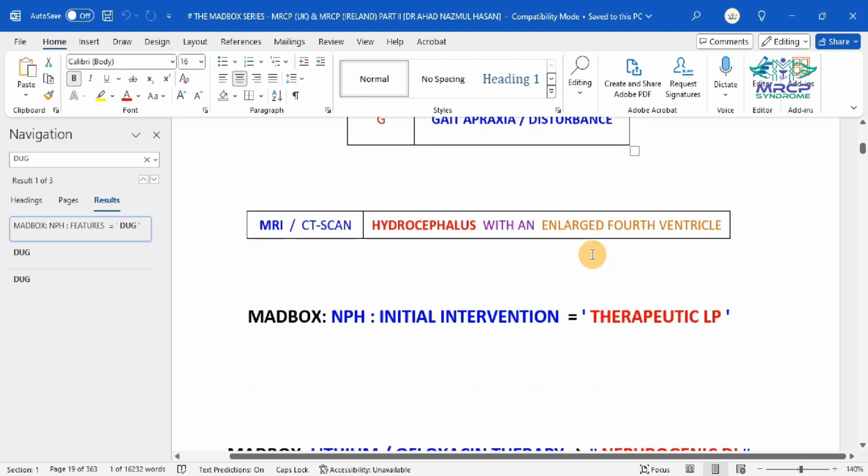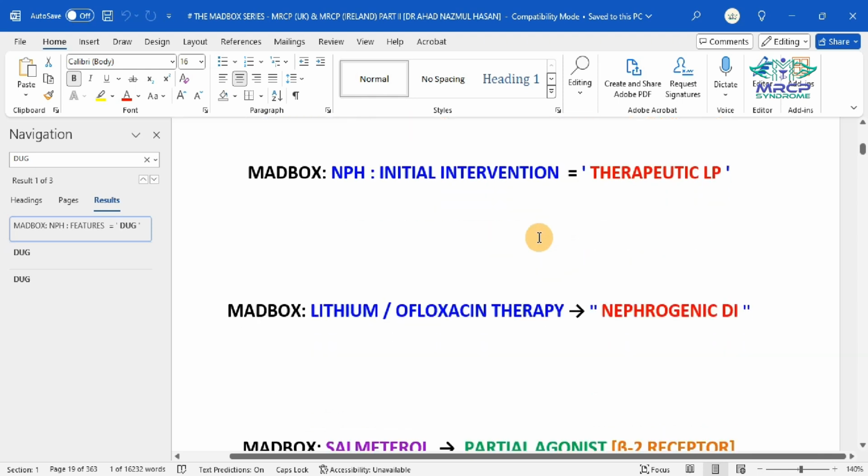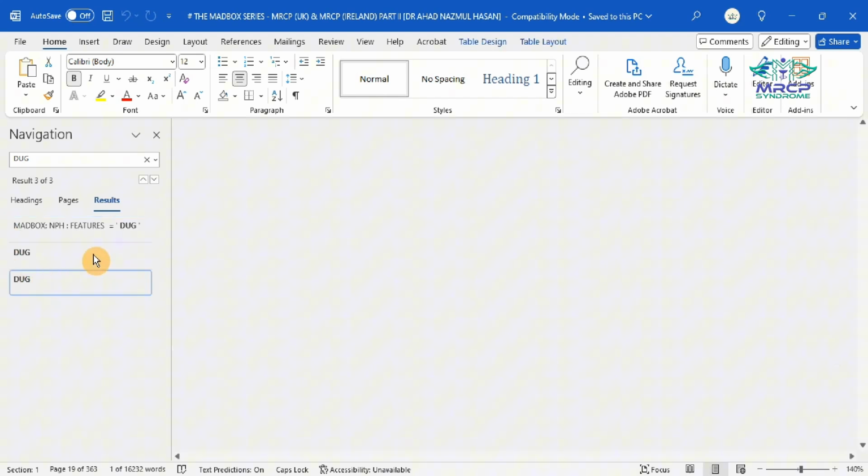And if you go for the MRI or CT scan, there would be hydrocephalus with an enlarged fourth ventricle. The initial intervention in case of NPH would be the therapeutic lumbar puncture. Remember, this is not an investigation. Therapeutic lumbar puncture is not the initial investigation; it is the initial intervention in a patient with NPH.